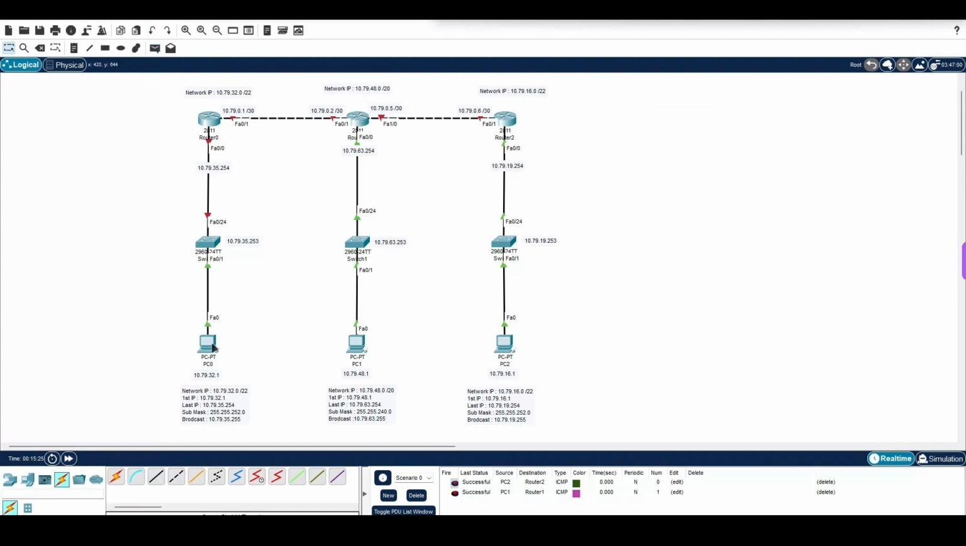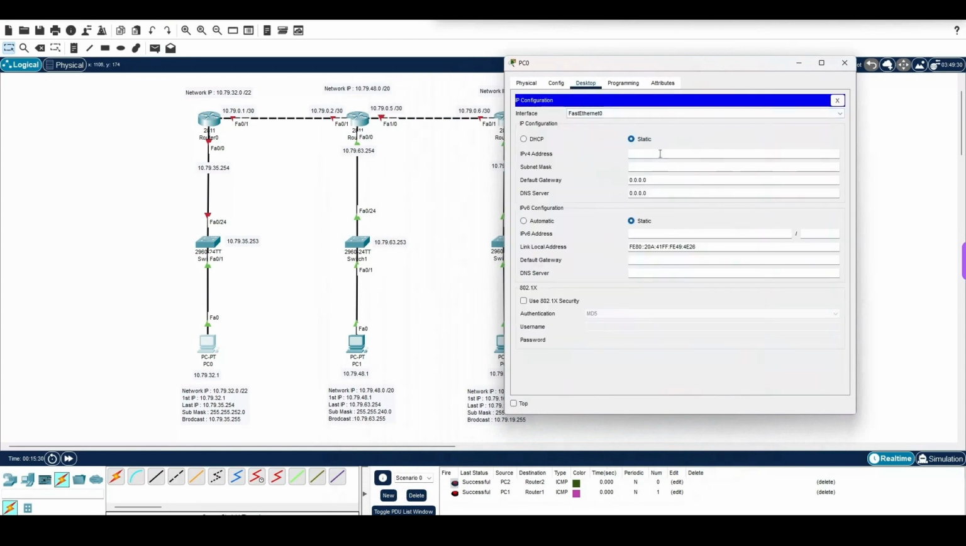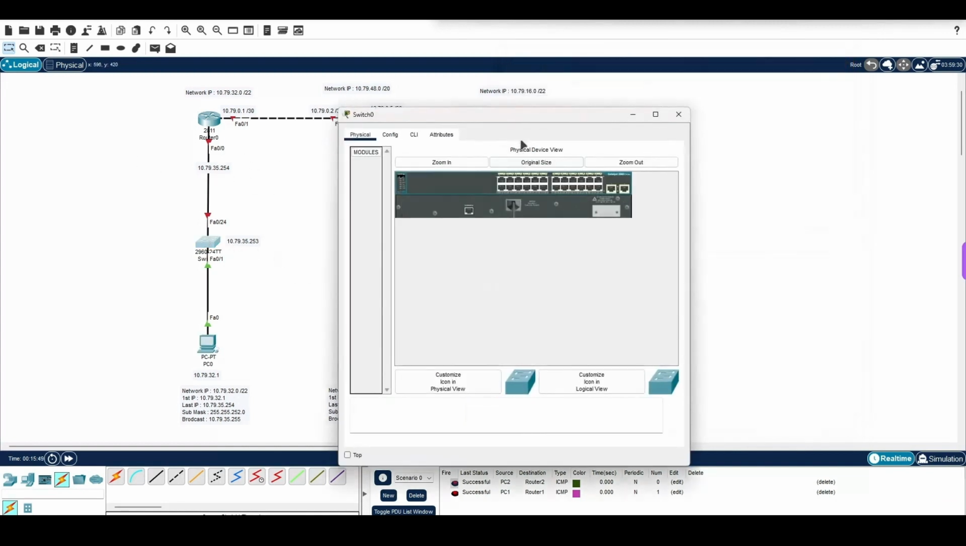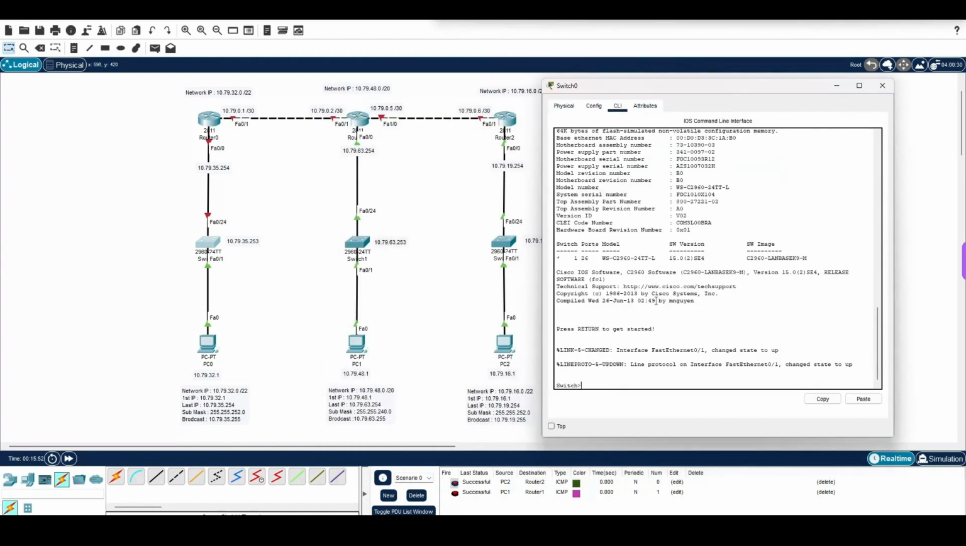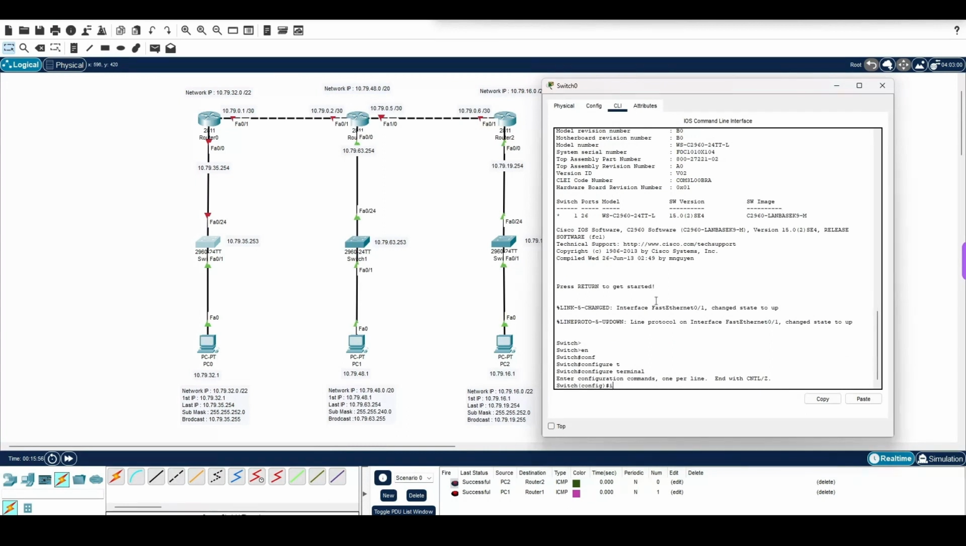Yep, successful. One more branch. This IP here is the default gateway. We will do a switch here. Give an IP address for the VLAN 1.